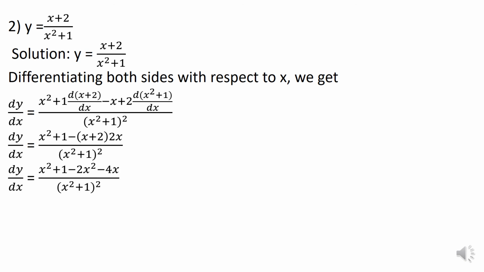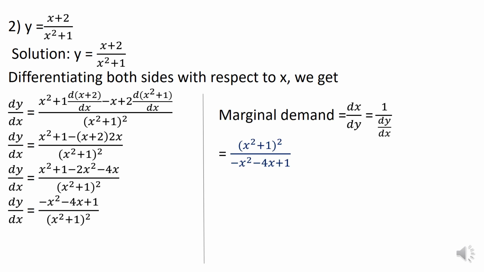Simplifying further, that is opening the bracket, we get x square plus 1 minus 2x square, multiplying x by 2x. Again minus, because minus into plus is minus, 2 into 2x becomes 4x. Then dy by dx, simplifying one step further, x square minus 2x square becomes minus x square. That's the expression. Now to find the marginal demand, we simply do dx upon dy, that is the reciprocal of dy by dx. And we find the reciprocal of our answer for dy by dx, which becomes the answer here.